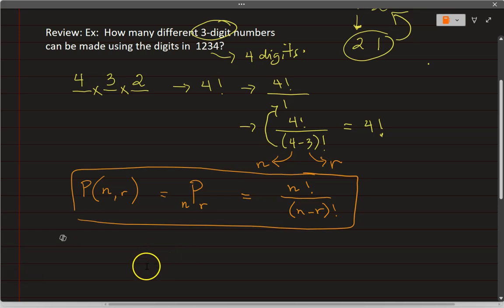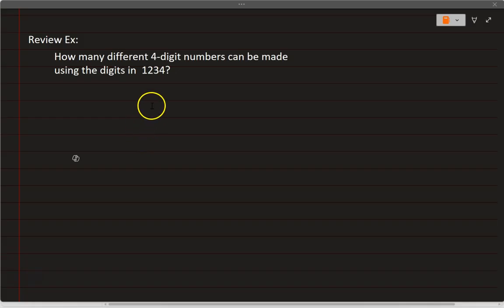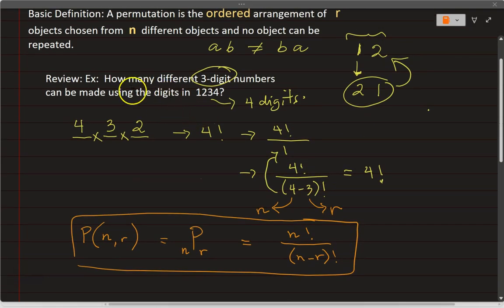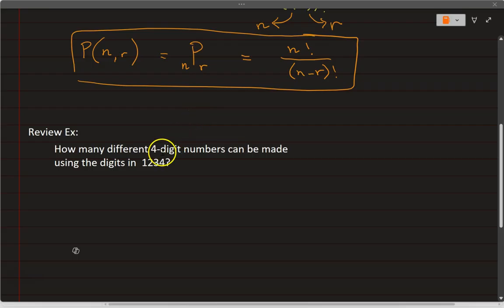Let's do another example. So this example is exactly pretty much the same as the top example, but instead of asking how many different 3-digit numbers out of the 4 numbers that we have, I made it a 4-digit number that can be made using all the digits. I should say all the digits here so that it makes sense, in 1, 2, 3, 4.